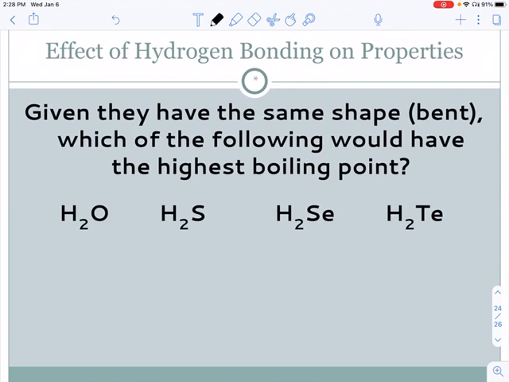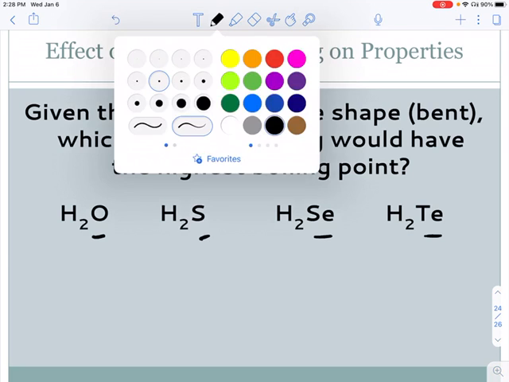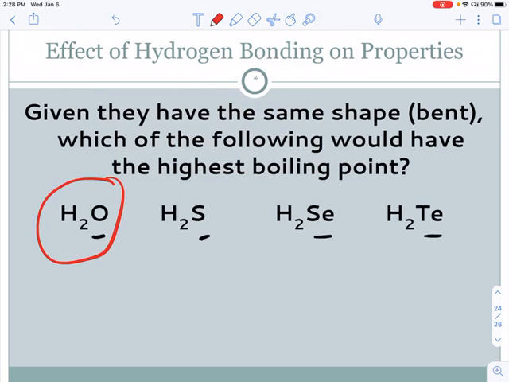Here's another question where we have to apply our knowledge of hydrogen bonding. Given that they have the same shape, bent, which of the following molecules would have the highest boiling point? So oxygen, sulfur, selenium, and tellurium are all in the same group on the periodic table. So they all form bent molecules when they bond with hydrogen. But only one of these molecules can hydrogen bond, and that's water. The rest of these cannot hydrogen bond because they don't contain oxygen, nitrogen, or fluorine. So water is going to have the highest boiling point.